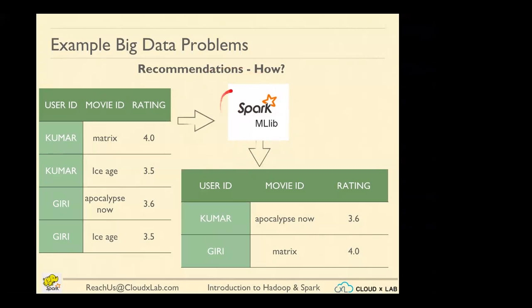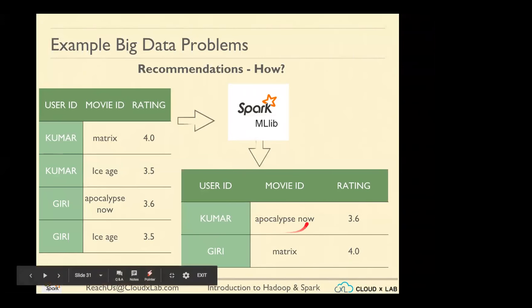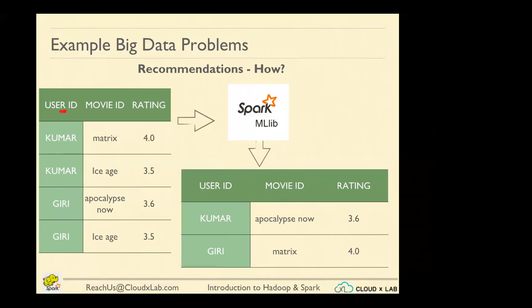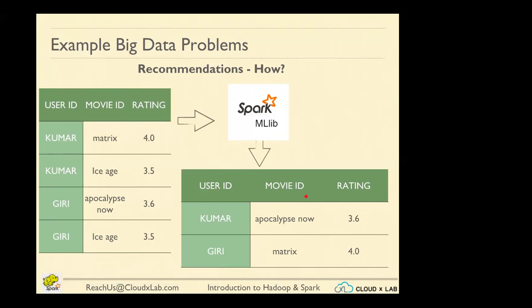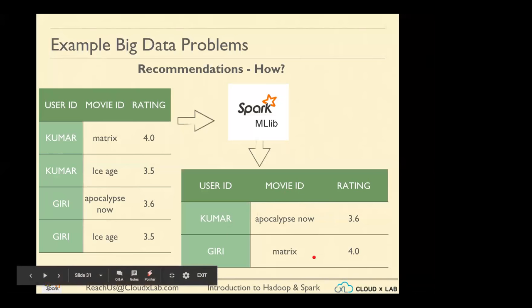In simple words, recommendation is generally mapping the users with respect to their similarity. If you are able to frame your data in the form of user ID, movie ID, and rating, you can simply feed it to Spark, and Spark will generate the recommendation. I'm taking an extremely simplistic case. We specify that this is the user, this is the product, and this is the rating out of 5, and Spark MLlib will generate the recommendations.